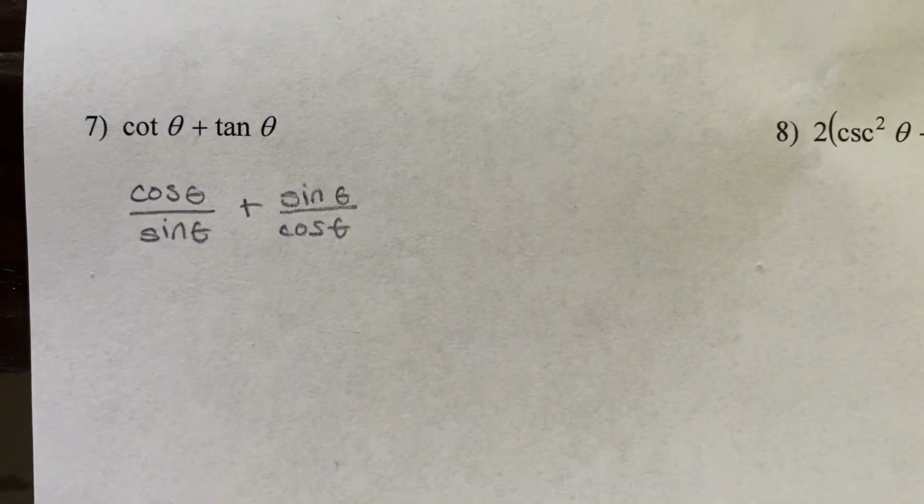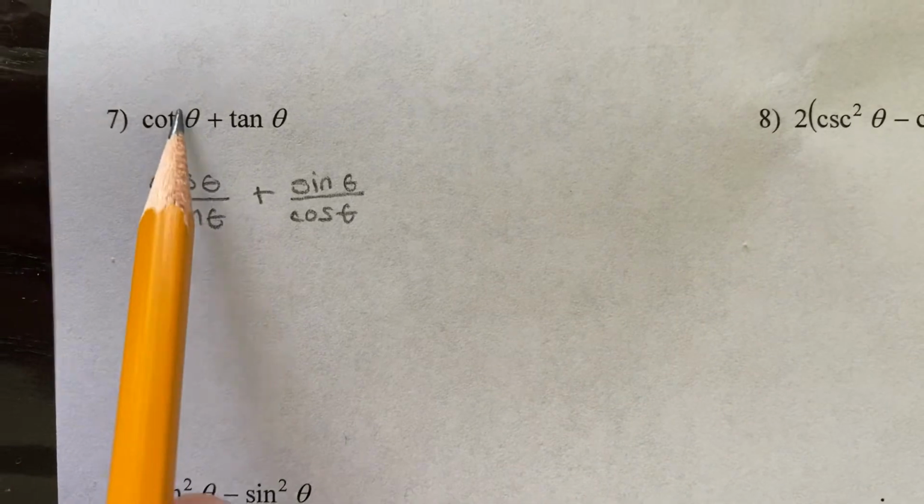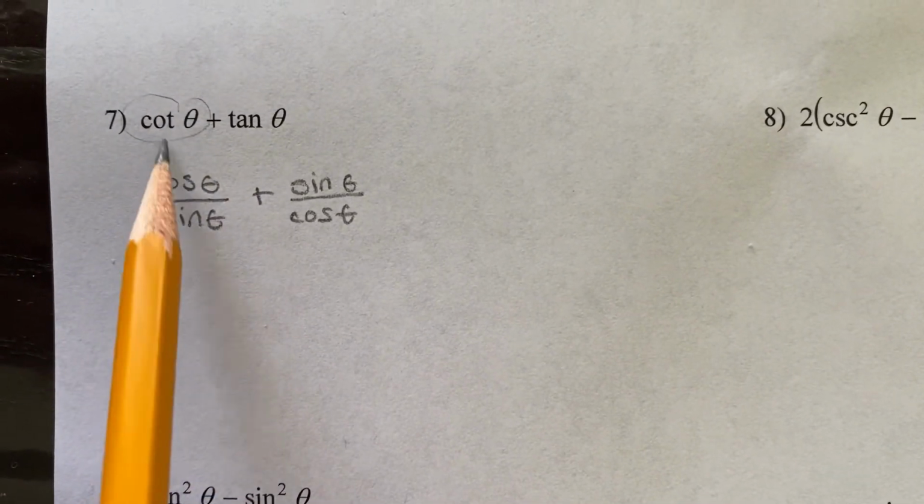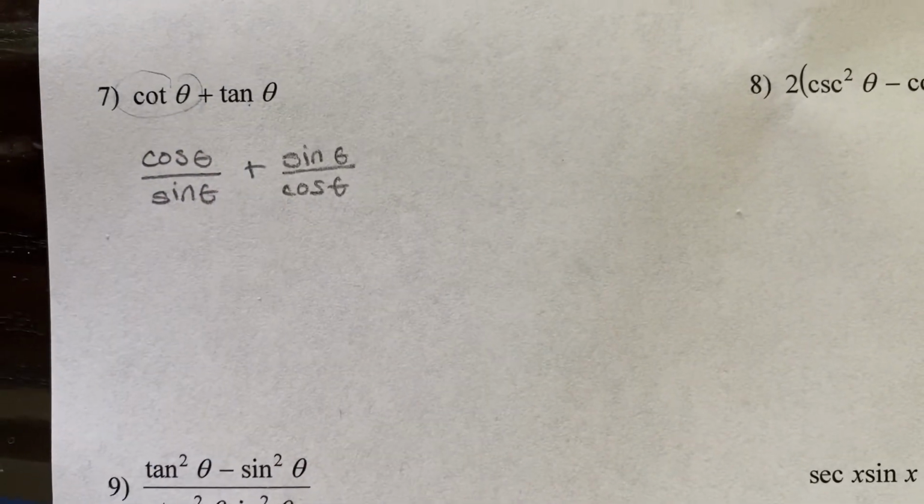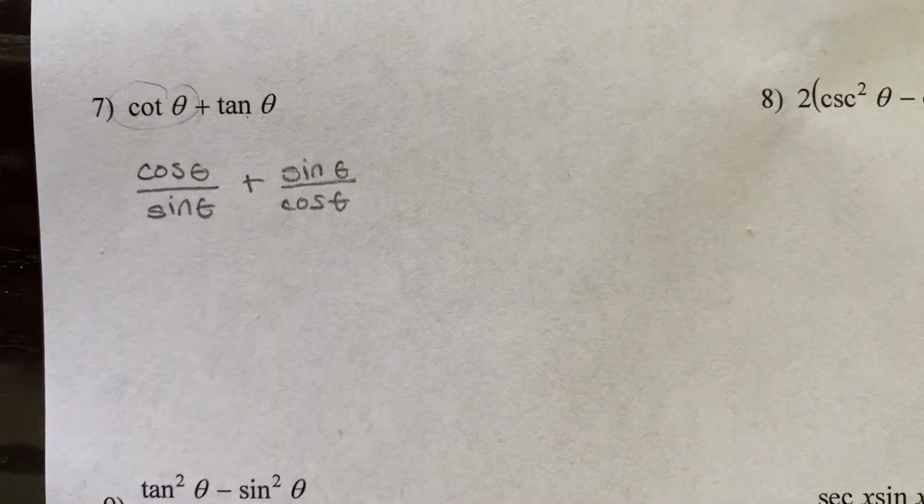Now keep in mind, some of you might be thinking there's another way of doing this. Could I just say cotan is 1 over tan and do it that way? 1 over tan plus tan theta, that works as well. I just want to convert everything to sine and cosine.